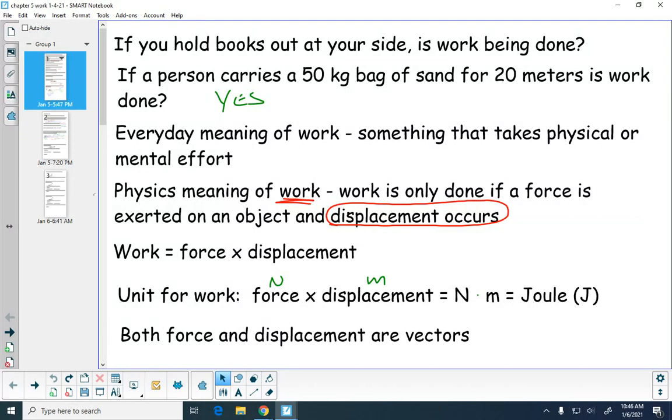But if I let go of this, the object would fall. If the object falls, work has to be done. Well, what does the work at that point? That's the force of gravity. Gravity is doing work on that object. So work can be done without us physically exerting a force. It can be done by gravity.